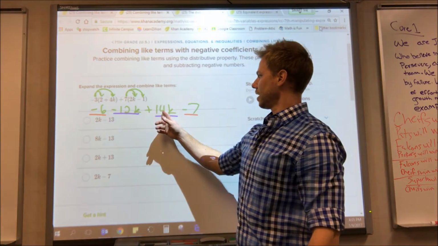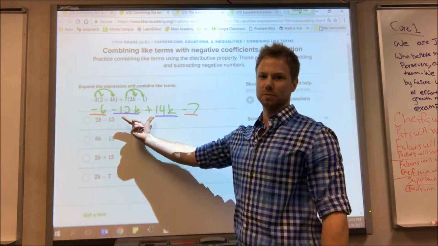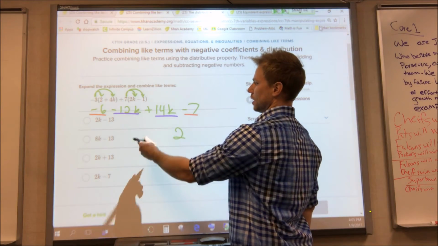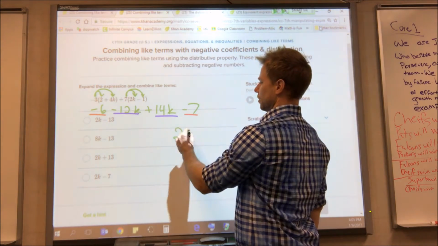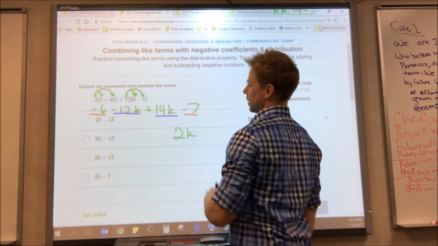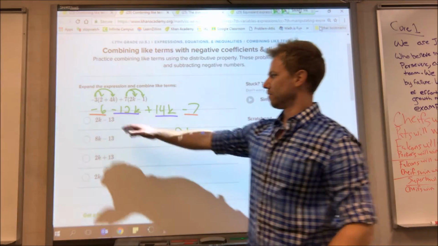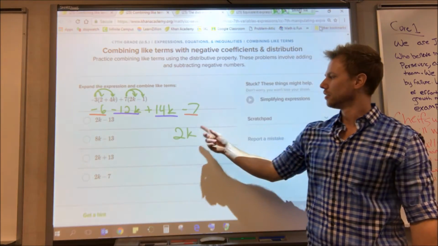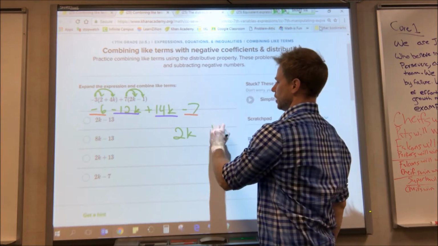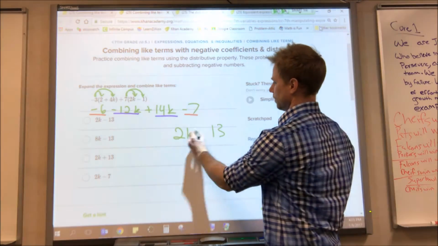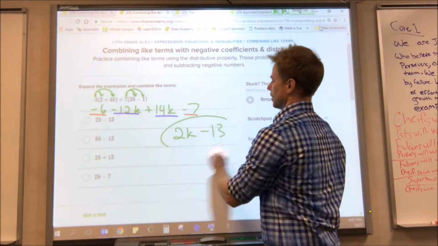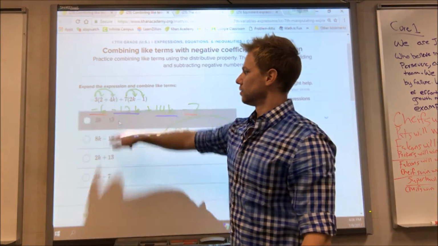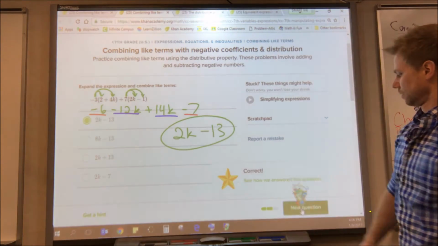So negative 12k and 14k, they're unlike. We subtract. 14 minus 12 is 2. Keep the sign of the bigger number. Bigger number is positive, so it stays positive. Then we have negative 6, negative 7. Those are like signs. They're both negative, so we add them, which is 13. Keep the original sign, which is negative. That's all we can do. 2k minus 13. So it's going to be our first one right there.